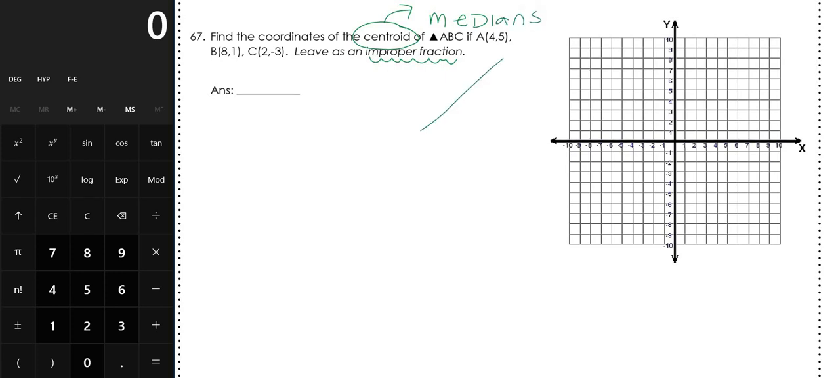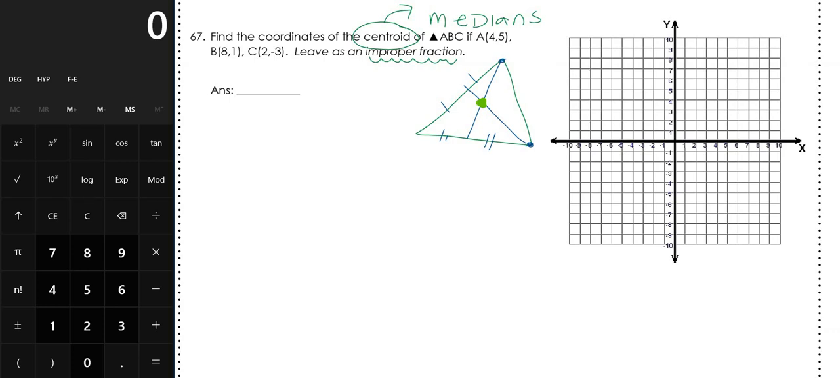So as a quick little visual, if this is my triangle, a median goes from one vertex to the midpoint of the opposite side. Then you have another median, so I'll start from the right vertex to the midpoint of the opposite side. And wherever they cross, that's your centroid.